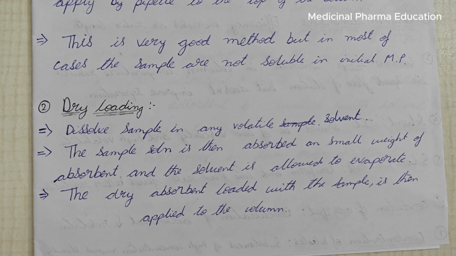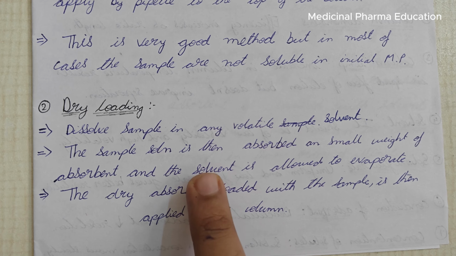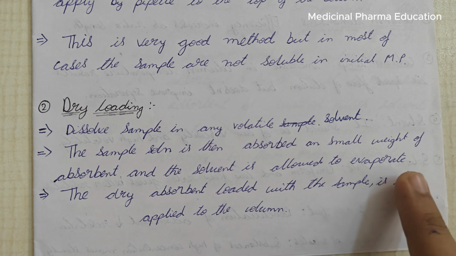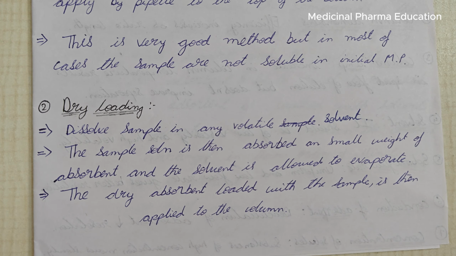The sample we take, we will dissolve in a solvent, like the mobile phase where the sample can be dissolved. Then the sample solution is adsorbed onto a small weight of adsorbent and the solvent is allowed to evaporate. After that, the same principle that is involved in TLC, we are doing here also. Then it is dried and loaded into the column.